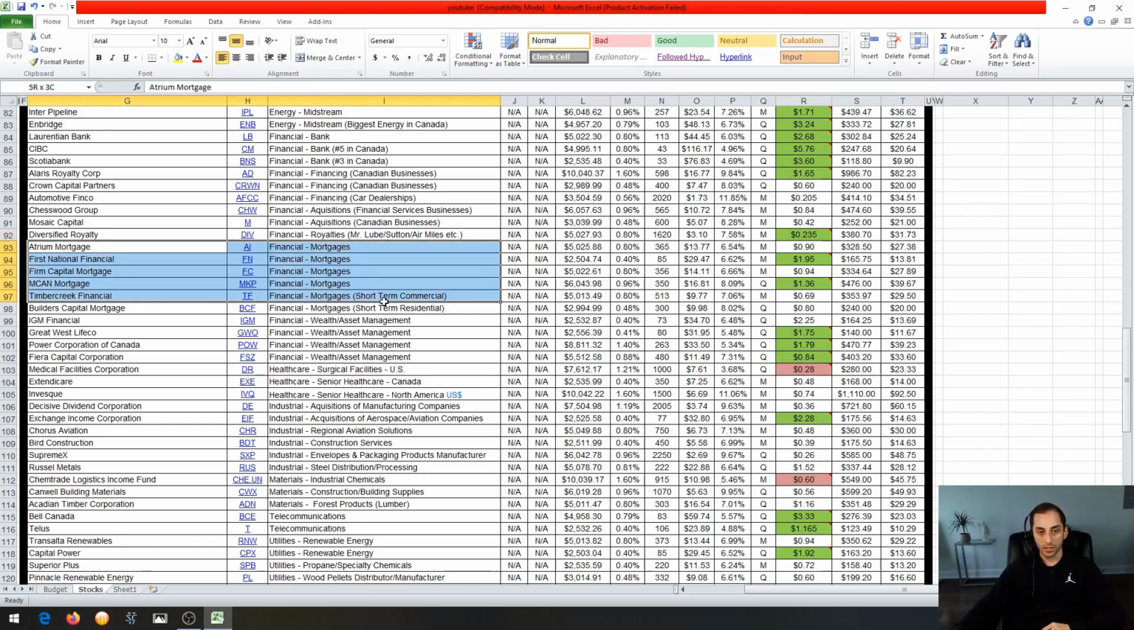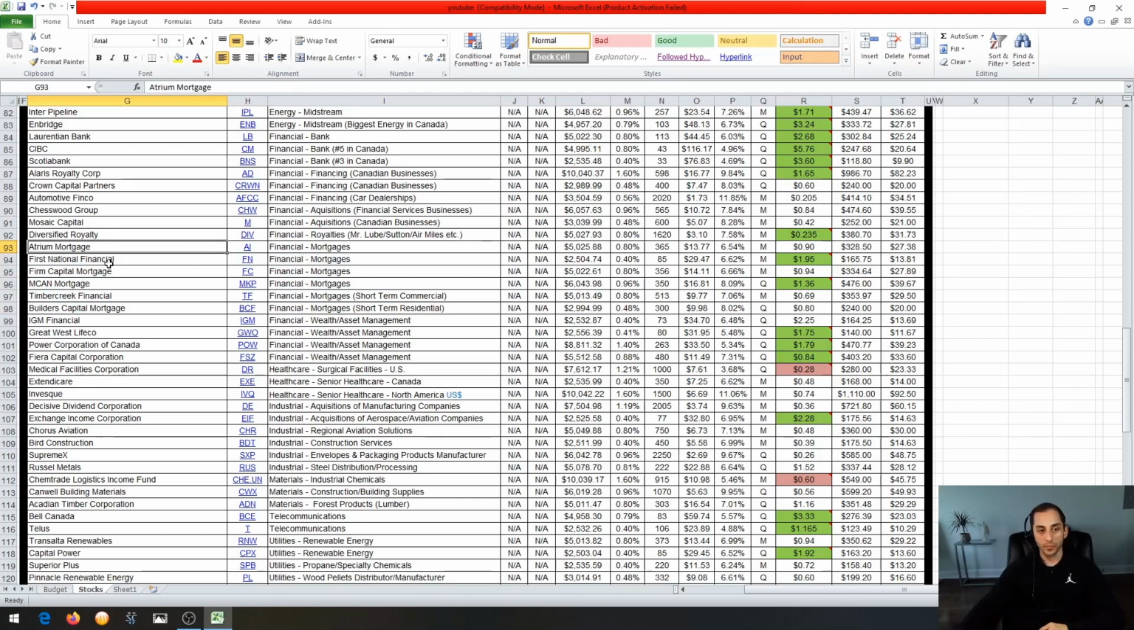The next ones are my mortgage companies. So I really like mortgage companies just because they're very, very safe. So these companies are financial companies that specialize only in mortgages. So yes, banks do it too, but because these guys only do mortgage, the yield is higher than banks. So a good alternative for safe income if you're comparing them to banks.